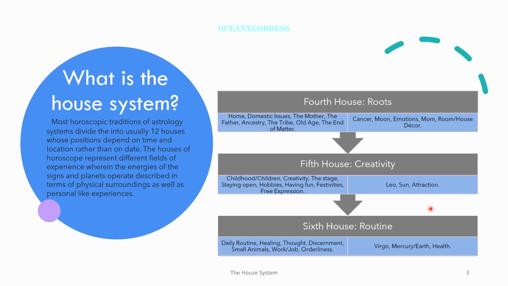So the sixth house, we have routine. Okay, so we have the daily routine, healing, thought, discernment, small animals, work/job, and orderliness. So some things that are third house, or third house values, or third house energies. I'm sorry, I said third house. Excuse me. I said third house because I see this little 3 right here. That's my bad. Sixth house. Some sixth house values or energies come from Virgo, Mercury/Earth, because I feel like Virgo does belong to Mercury, but I feel like Virgo has Earth values as well. And health. Okay? So, let's get straight into the sixth house.